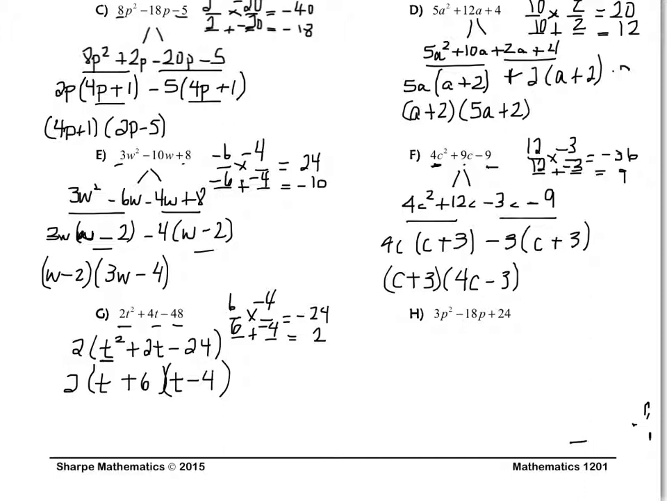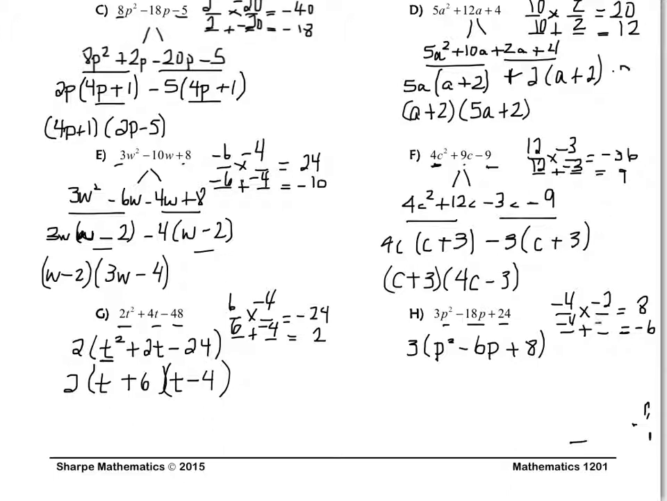And the next one, there's a 3 that can come out first. So the 3 comes out and you're left with p squared minus 6p plus 8. And again, what's inside is an easier trinomial. It has a leading coefficient of 1 in front of the p squared. So you are looking for two numbers which multiply to give you the 8 and add to give you the negative 6. If they multiply to give you positive but add to give you negative, they must both be negative. So that would be negative 4 and negative 2.